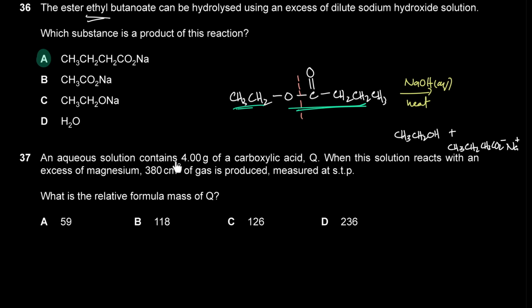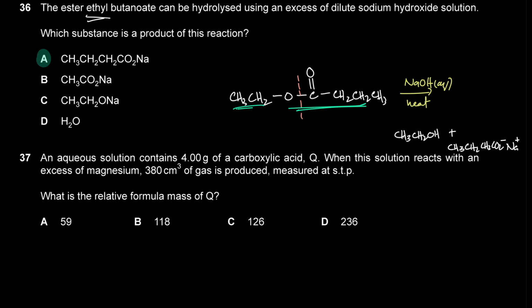An aqueous solution contains 4 grams of a carboxylic acid Q. When this solution reacts with an excess of magnesium, 380 centimeter cube of gas is produced, measured at STP. What is the relative formula mass of Q?